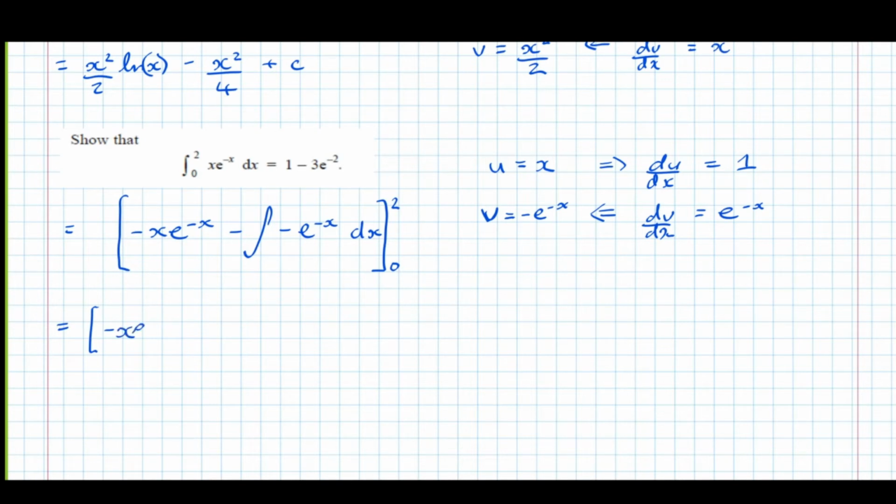Equals minus x e to the minus x plus, tidying this up before I attempt any integration, because I don't want any errors to happen, between 2 and 0, equals minus x e to the minus x, and the integral of that is minus e to the minus x, between 2 and 0, and now we're ready to sub the limits in.